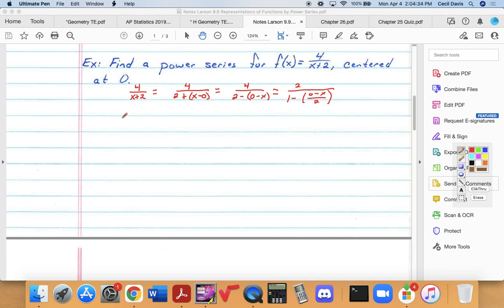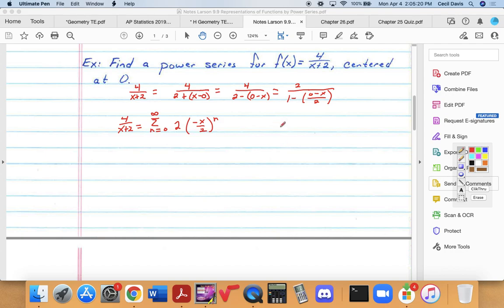So 4 over x plus 2 is equal to the summation as n goes from 0 to infinity. I want the first term to be 2, so I'll just do 2 times, and let's simplify this. Let's make that 0 minus x over 2 just negative x over 2, to the nth power. So the first term is 2, and then every time we add on another term, we're going to multiply by negative x over 2.